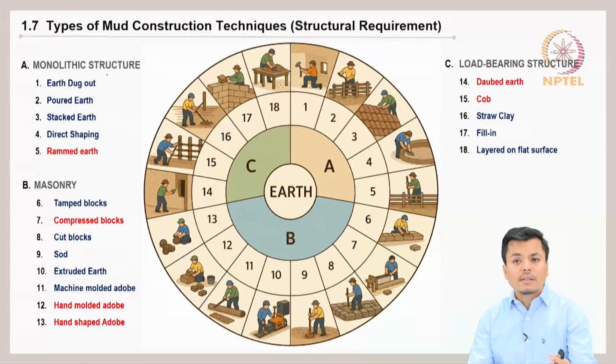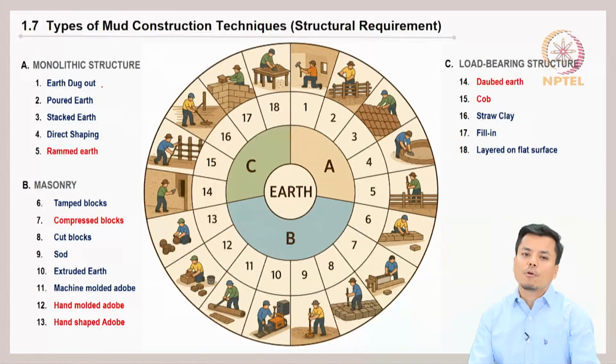If it is a monolithic structure, there are dug out earth, poured earth, stacked earth, direct shaping and rammed earth. These are different typologies of earth construction that are possible under monolithic structure. Similarly, for masonry structure, there are certain different types of earth based construction.